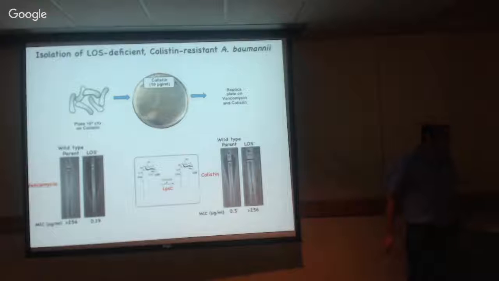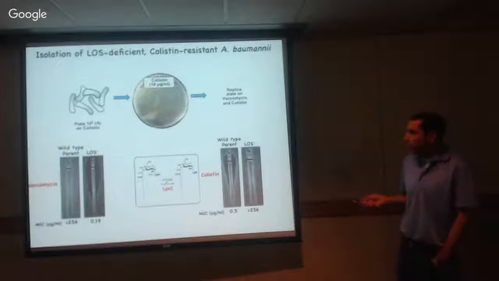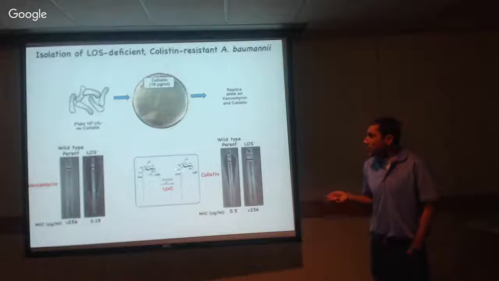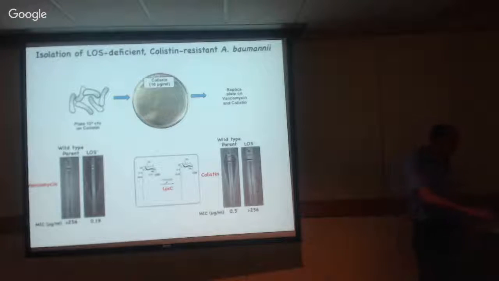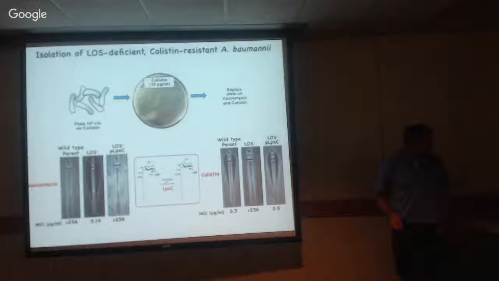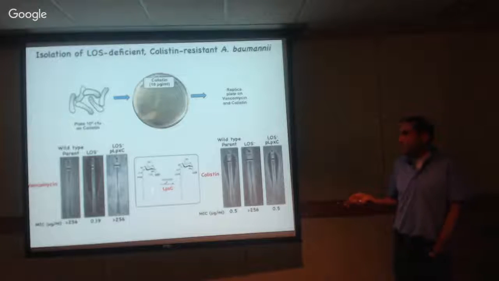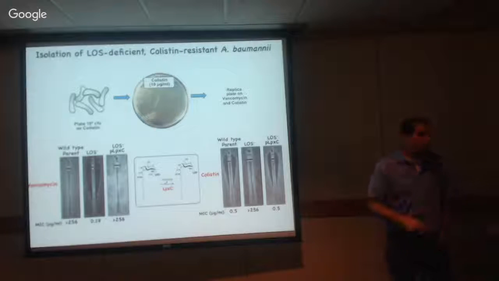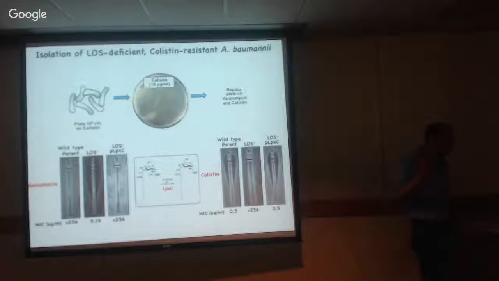In this strain that I'm showing you, these LOS deficient mutants, we did whole genome sequencing and found that the mutation was in the LPX-C enzyme, an acetyltransferase. When we constitutively expressed LPX-C back in trans, it restored the wild type phenotype. There were no other secondary mutations in the strains that we sequenced, so this is just knocking out the lipid biosynthesis pathway.